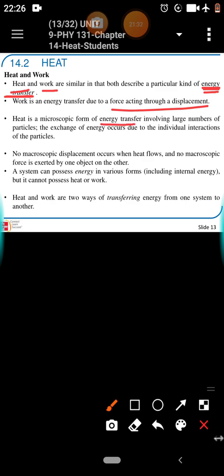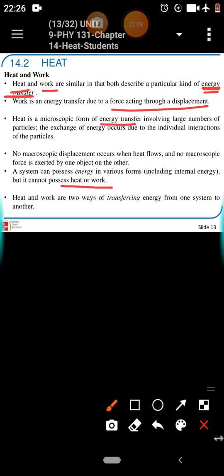So this is very crucial. It is energy transfer involving large numbers of particles. The exchange of energy occurs due to the individual interactions of the particles. So no macroscopic displacement occurs when heat flows, and no macroscopic force is exerted by one object on the other. A system can possess energy in various forms, including internal energy, but it cannot possess heat or work.